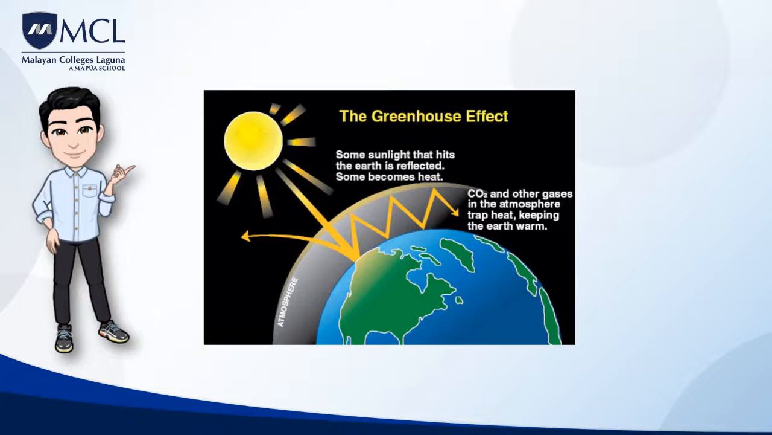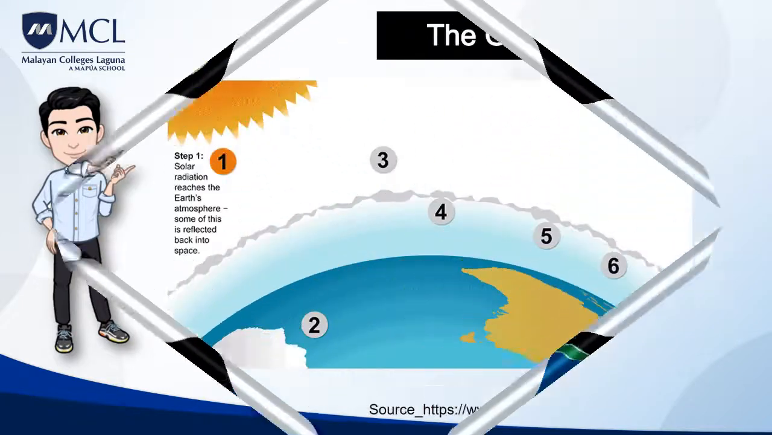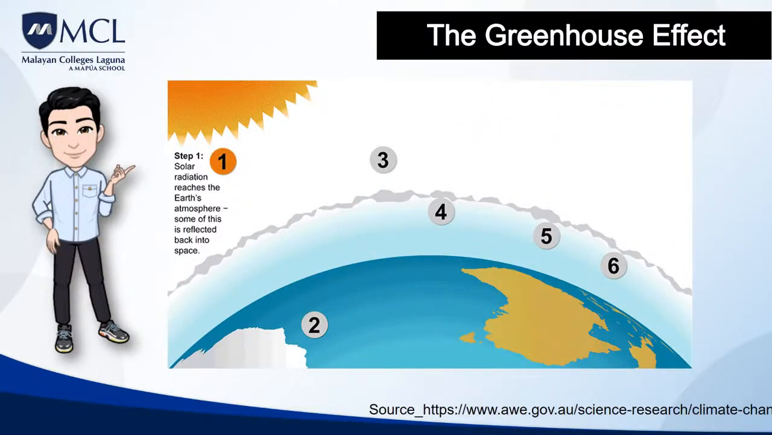Greenhouse gases include carbon dioxide, methane, nitrous oxide, ozone, and some artificial chemicals such as chlorofluorocarbons or CFCs. The absorbed energy warms the atmosphere and the surface of the Earth. This process maintains the Earth's temperature at around 33 degrees Celsius warmer than it should be otherwise, allowing life on Earth to exist. Here's an illustration of the process.